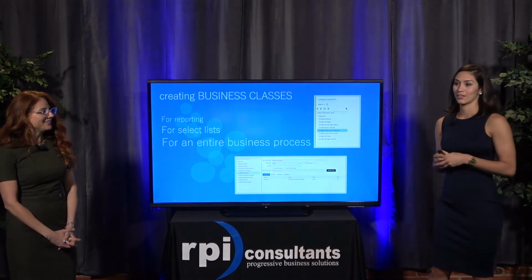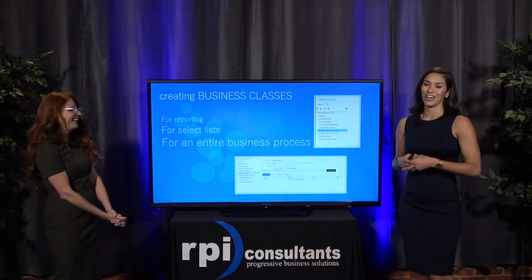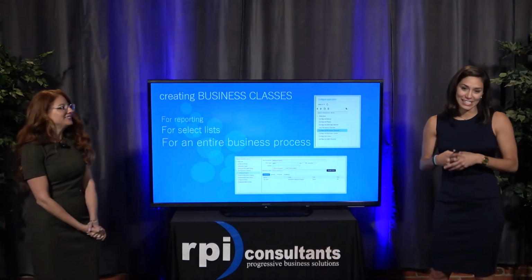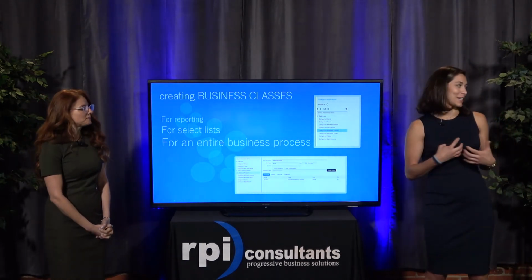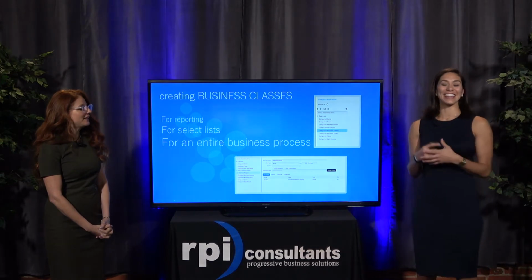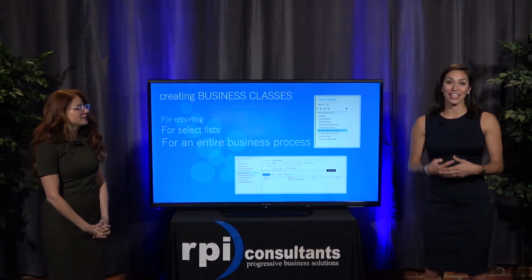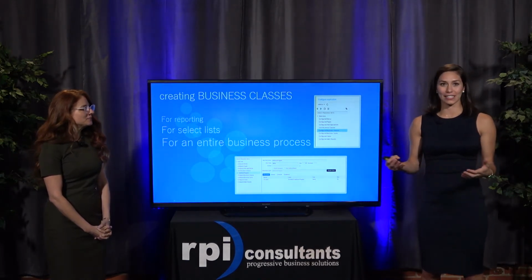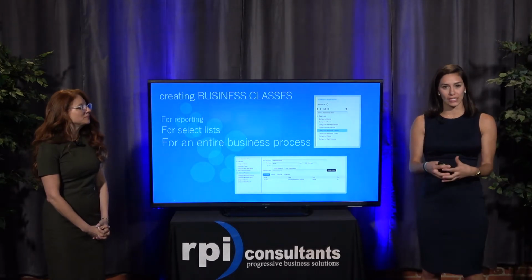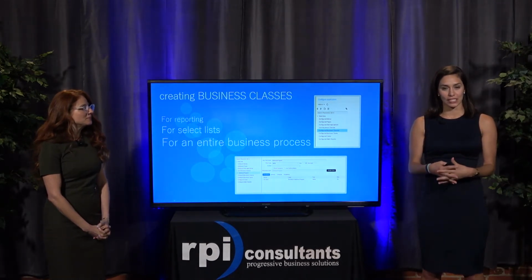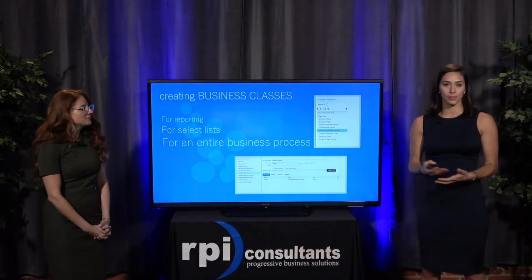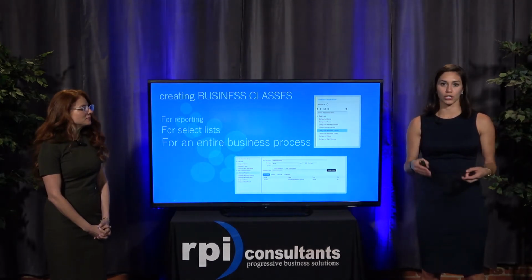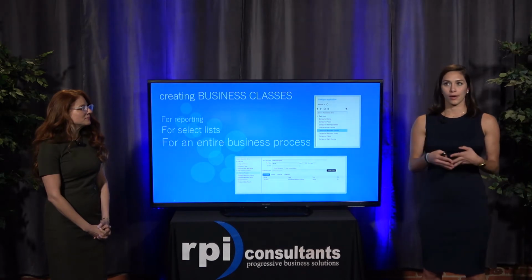Question. What is a business class? Okay. A business class is like a table in that it houses information in the system. Unlike a table, it's kind of multiple tables grouped together. There's a lot of relationships in a business class. For example, a resource or employee is a business class, so that houses all the employee information, contact information.